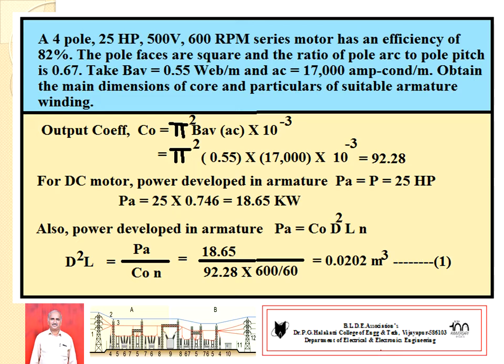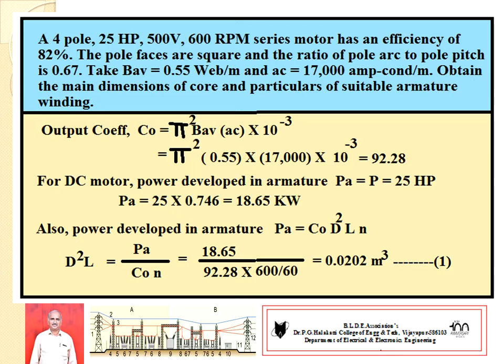AC is also given. So you have to calculate the main dimensions of core and details of the armature winding. So first you write down all the data, very details, then start with output coefficient. We know that output coefficient C naught equal to pi square B average into AC into 10 to the power of minus 3. So you substitute that B average AC into 10 to the power of minus 3. So we are going to get this value as 92.28.